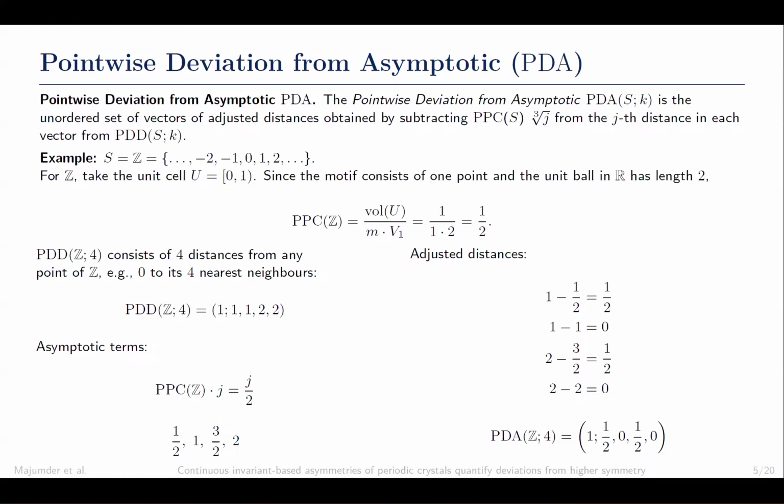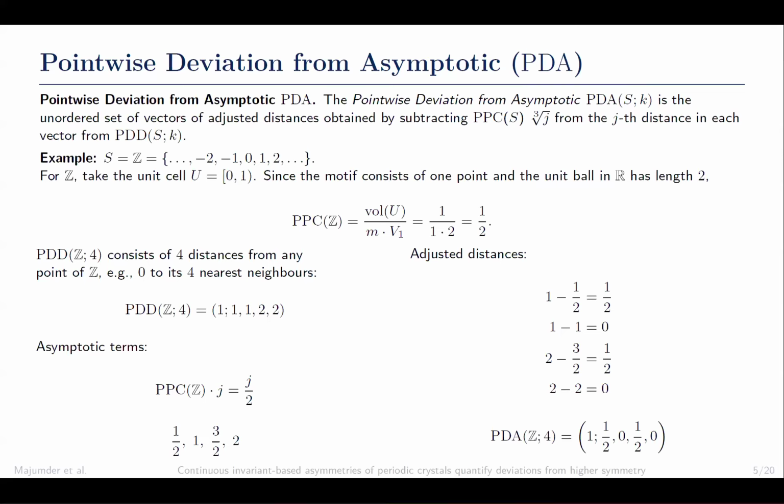We have taken the periodic point set as the set of integers. Now we can calculate the PDD on this periodic point set by setting a motif and k equals 4 as we have set in this example. So the PDD consists of 4 distances from any point of Z, for example 0, to its 4 nearest neighbors, and we get the PDD vector as 1, 1, 2, 2 with a weightage of 1.